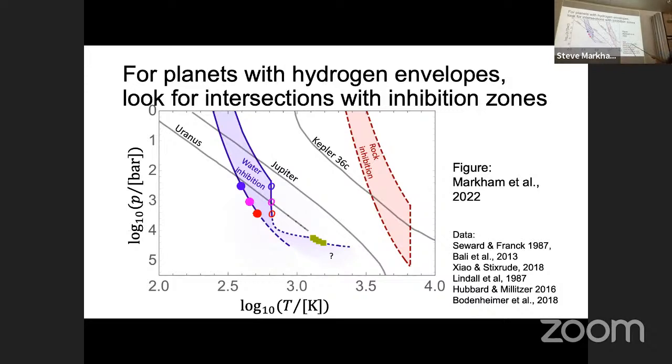And now what I'm going to focus on is this planet here, Kepler-36c. This is an emblematic sub-Neptune, and it is believed to exist in the state that I described, where you have a magma core overlaid by a hydrogen-helium envelope. And what you see is that the expected interior profile crosses right through the rock inhibition region.